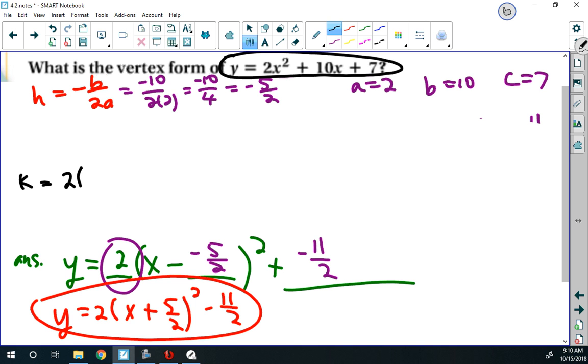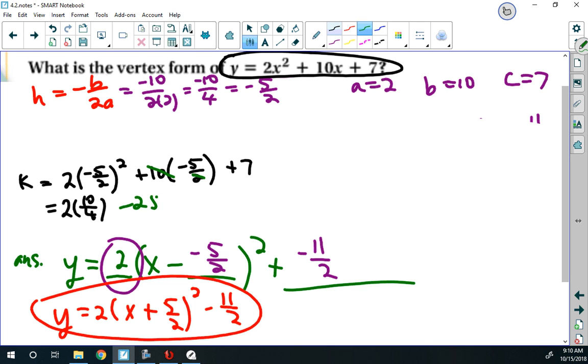So we'll have 2 times negative 5 halves squared plus 10 times negative 5 halves plus 7. Honestly, I don't know if I'd do that in this case. You know why? Because I'm working with fractions. Do you like working with fractions? No, that's why I showed you that formula. But anyway, if you do like fractions, this is going to be 2 times 10 fourths. I could cross cancel. That's going to make that minus 25. That's going to be 20. Oh, man.